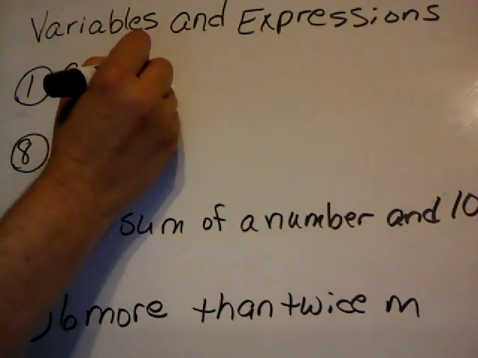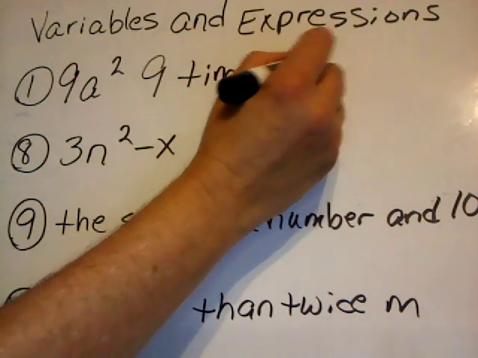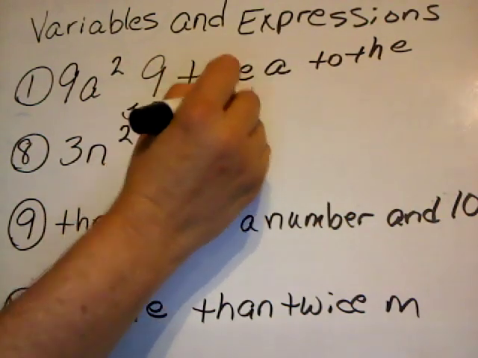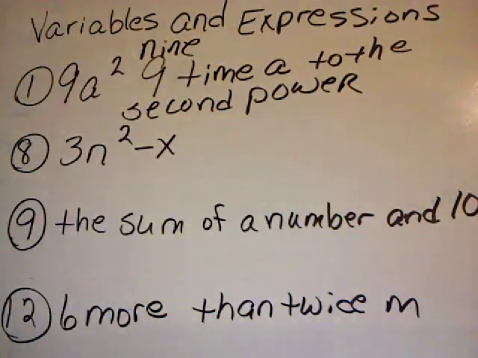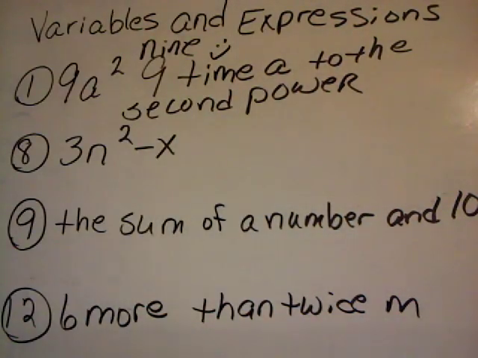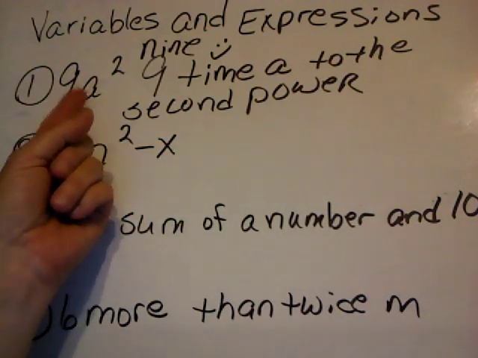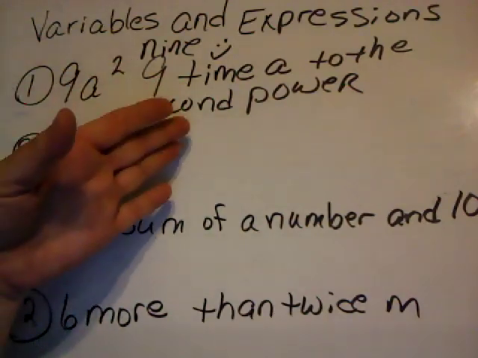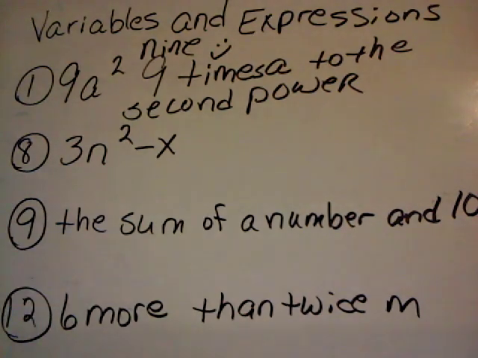So I'm going to say 9 times a to the second power. And I should have written out the word 9 here. Okay? I could have also written the product of 9 and a raised to the second power. I can say raised to the second power. I can say squared. As long as I say the correct thing. 9 times a. Now let's look at number 8.